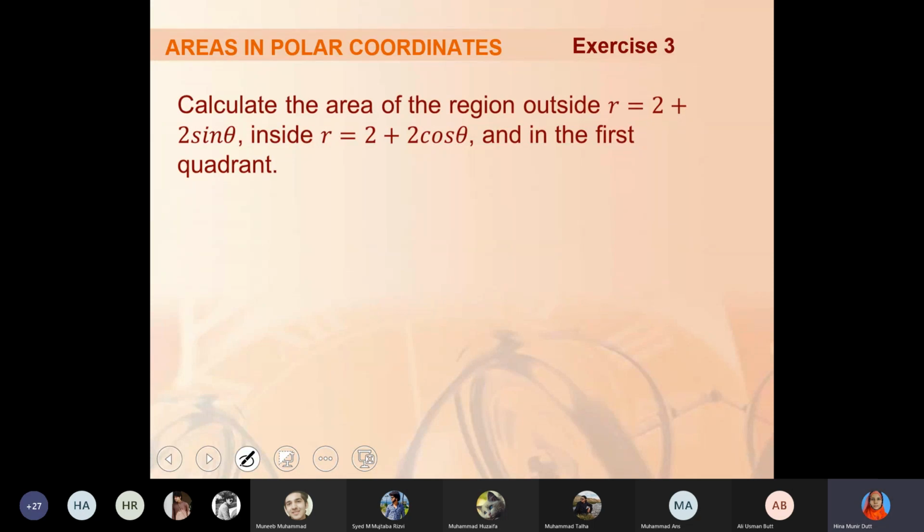Let's move to the next example, which is: calculate the area of the region outside r is equal to 2 plus 2 sine theta, inside r is equal to 2 plus 2 cos theta, and in the first quadrant.